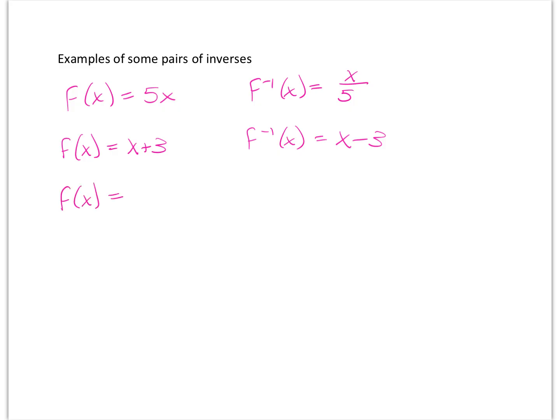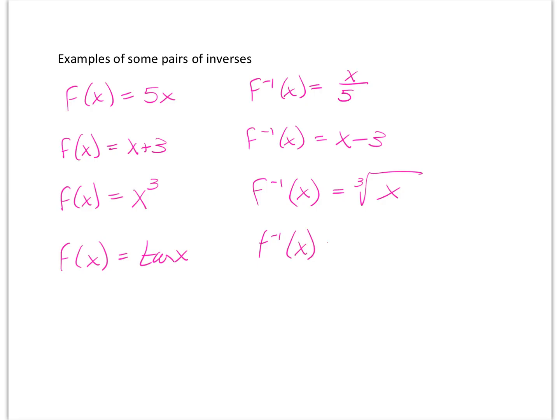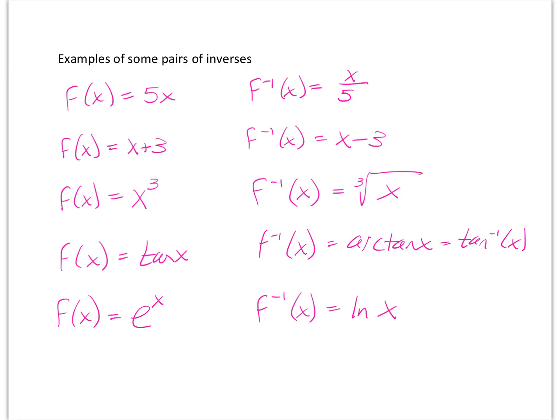So some other examples might be x cubed, and what undoes cubing? Cube rooting. So this would be the cube root of x. And then some more advanced examples might be tangent x and arctan x, which is also known as inverse tan x. And exponentials, the inverse of e to the x, the exponential e to the x, would be the log function ln x, the natural log.